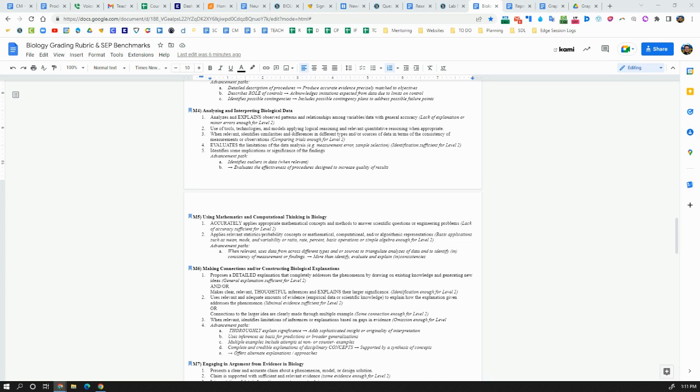Now, as I just mentioned, in order to actually reach this level, you might also need to do computation, especially if you are collecting a lab and you have this raw data. So M5, which is using mathematical and computational thinking in biology, there are two main ways in which you're going to use this in class.